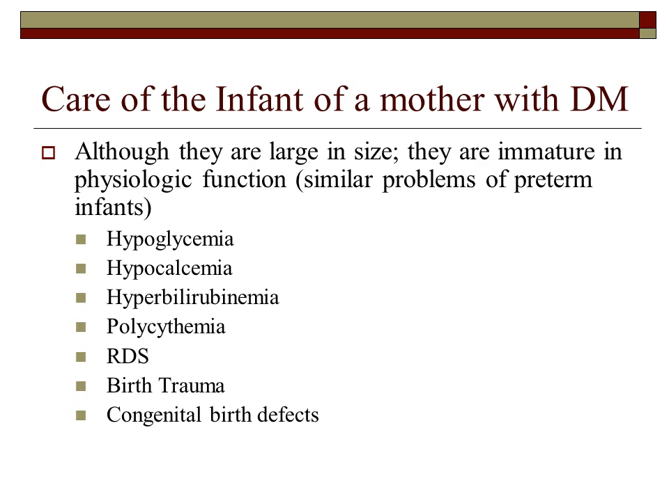These babies are also at risk for hypocalcemia, hyperbilirubinemia, and polycythemia. Because of the hypoglycemia, their surfactant gets used up and they're at risk for respiratory distress. On top of that, they have the birth trauma that we already mentioned, and because they've been exposed to high levels of blood sugar, they're also at risk for congenital birth defects.